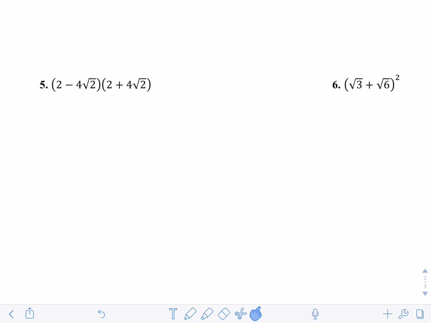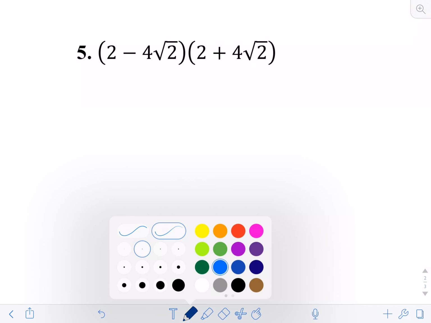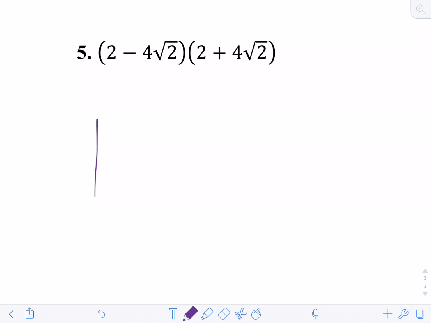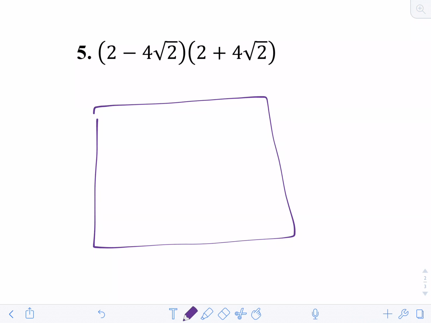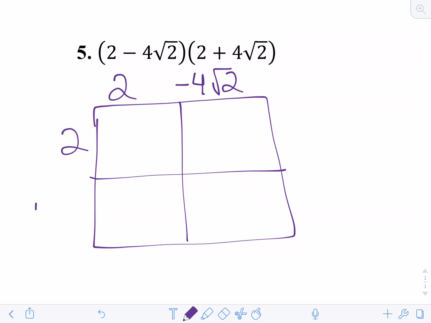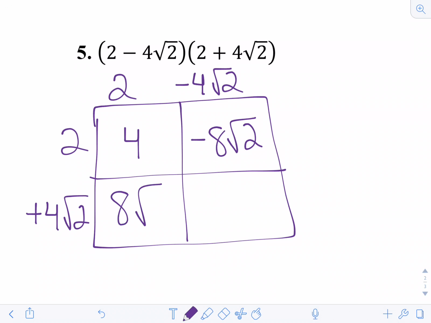Alright, number 5. The easiest way to do number 5 is your box method. So I'm going to go ahead and draw my box here. Okay, we have 2 minus 4 square roots of 2. And we have 2 plus 4 square roots of 2. 2 times 2 is 4. 2 times a negative 4, that's a negative 8 square roots of 2. 4 times 2 is 8, and you have the square root of 2.